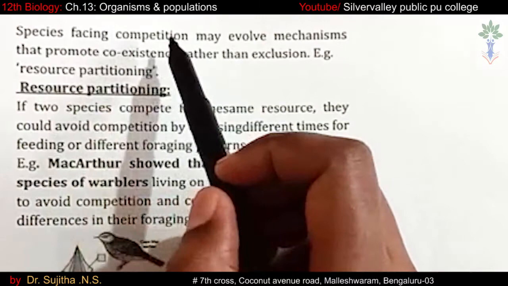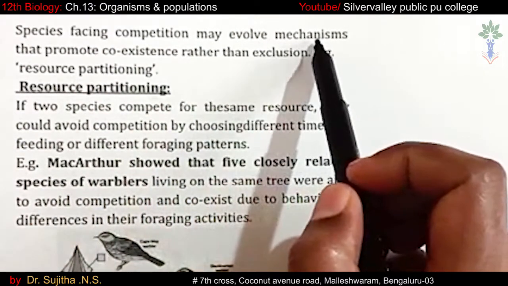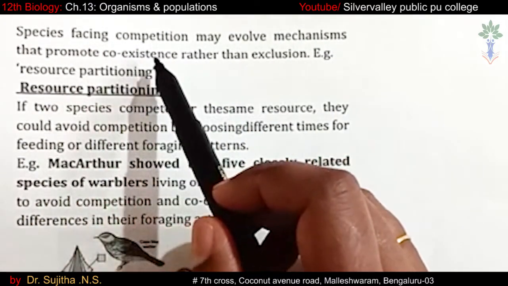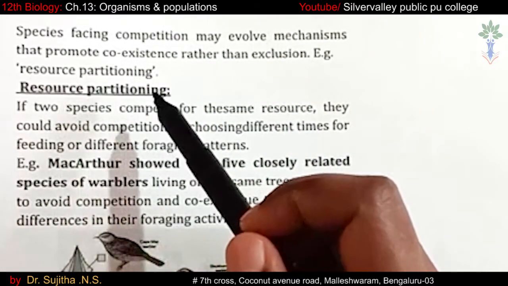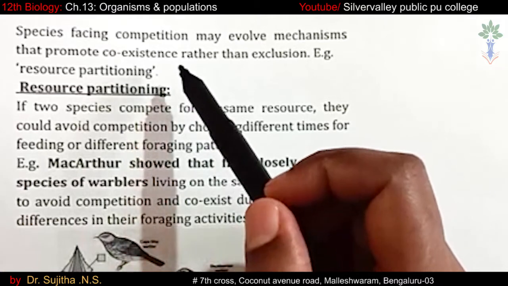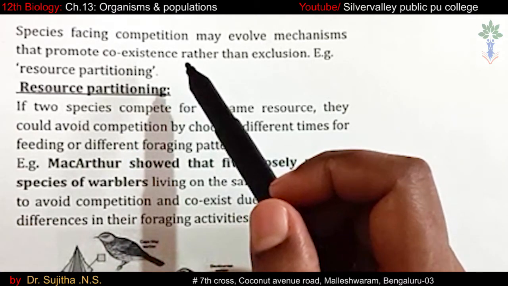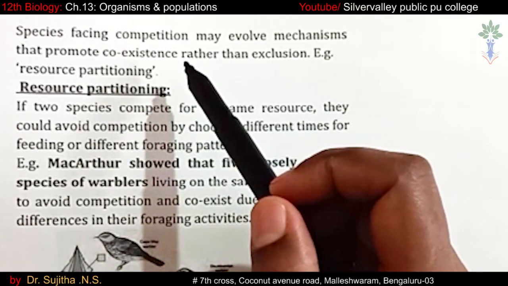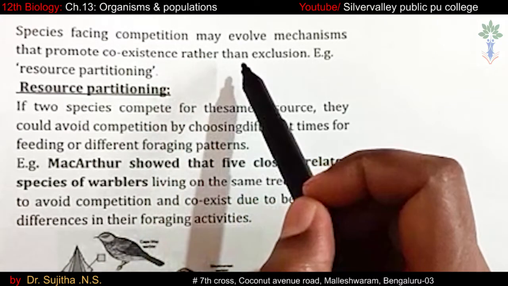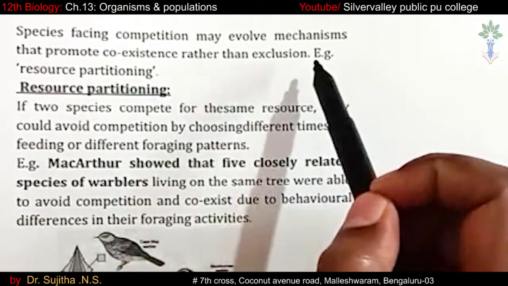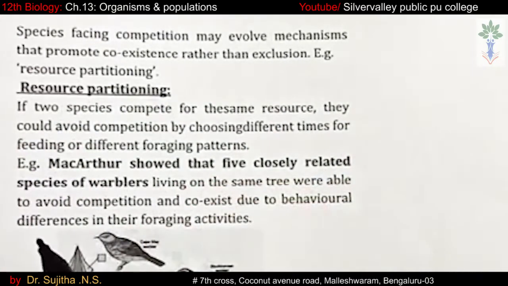Species facing competition may evolve mechanisms that promote coexistence rather than exclusion. An example is resource partitioning. Certain species want to avoid competition, so they evolve a mechanism which promotes coexistence, which is much better than getting excluded. For example, resource partitioning.